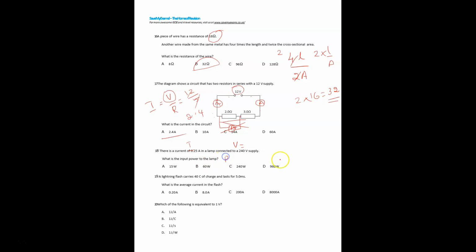What is the power? What is the formula? Again the same, P is equal to VI. Use this. A lightning flash carries 40 coulomb, so Q is equal to 40 coulomb, and lasts for 5 milliseconds. So time is given in milliseconds, so I change this into seconds, 5 times 10 to the power minus 3 seconds. What is the average current? So we have to find I. What is the formula? I is equal to Q over T. Then you will get the answer.